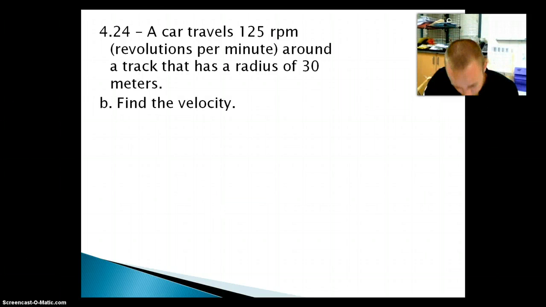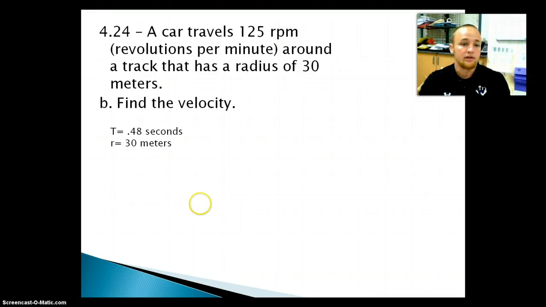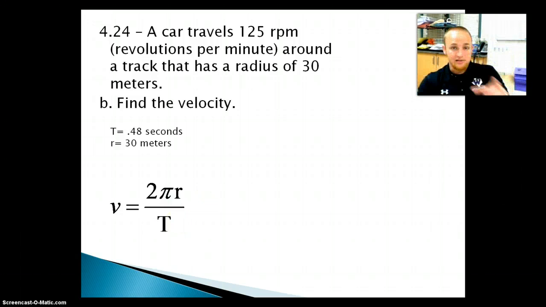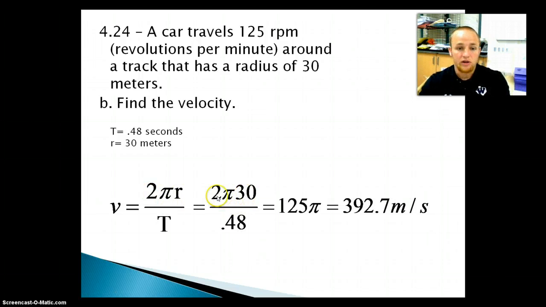For the second part of the problem, we need to find our velocity. If you remember back a few slides ago, we were given the equation for velocity around the outside of that circle. So our velocity is 2 pi r over our period. We have our period from the previous question. So we go 2 times pi times our radius, which is 30, over 0.48, and it gives us 125 pi, or if I do the multiplication, roughly 392.7 meters per second. And there's our answer.